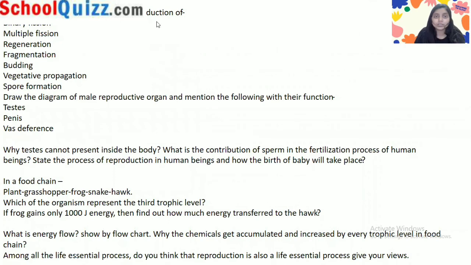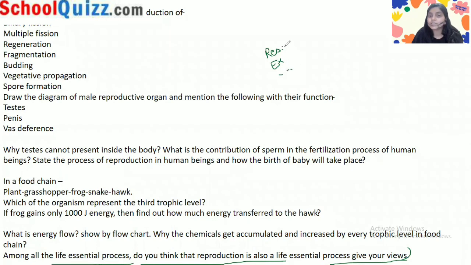So the sixth question is, among all the life essential processes, do you think that reproduction is also a life essential process? Give your views. This question is about your views, that what is a life essential process? A life essential process is that process without which we cannot live, or our body cannot survive, right? So what are those processes, like the respiration process, excretion, digestion? So these are the life essential processes. Without these processes, the body will not survive.